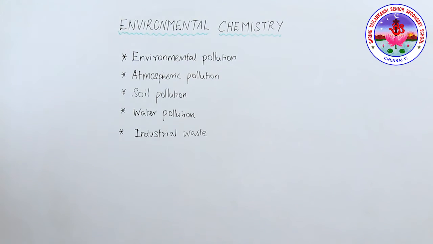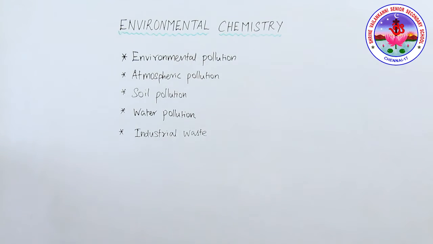Look at this, students, the objective of this lesson on environmental chemistry. After studying this concept, you can understand the meaning of environmental chemistry. Then you can define atmospheric pollution, and list the causes of global warming, the greenhouse effect and acid rain. These things you can easily understand. Then you can appreciate the importance of green chemistry in day-to-day life. These are the things we are going to learn in this lesson. First we will see environmental pollution.